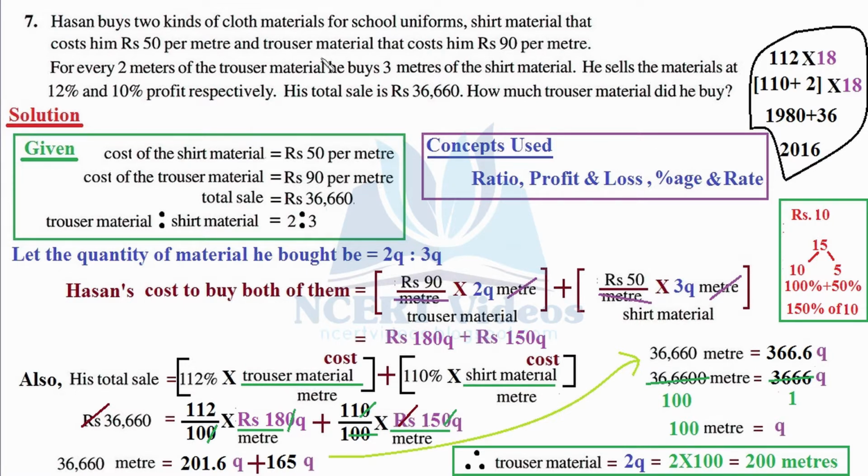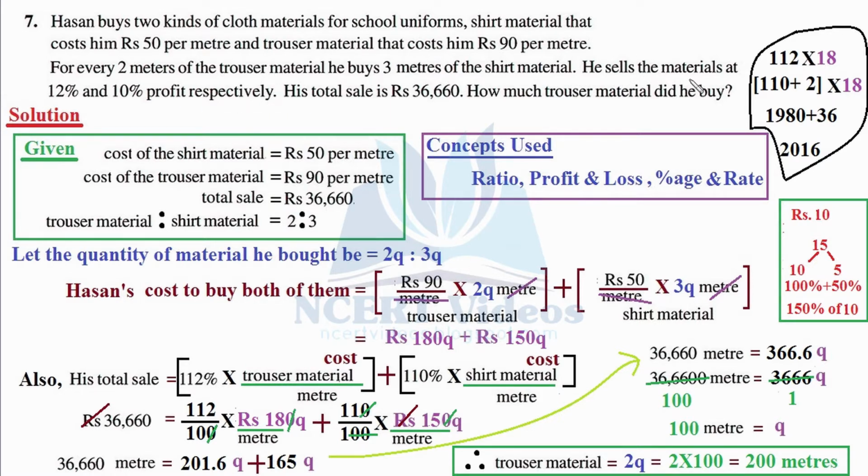Now let's move forward. For every 2 meters of the trouser material, he buys 3 meters of the shirt material. So comparison is taking place. That is, if he buys 2 meters of trouser, he also buys 3 meters of shirt material. So ratio is being used because here is a comparison. Whenever you see comparison, there is a ratio concept being used.